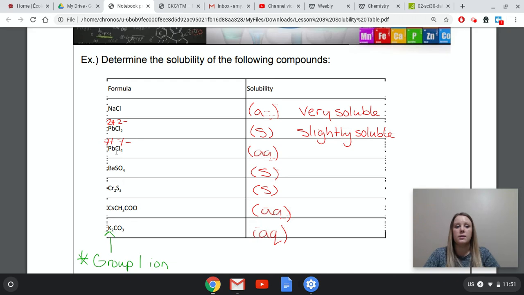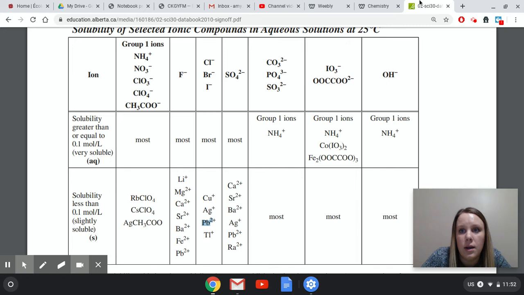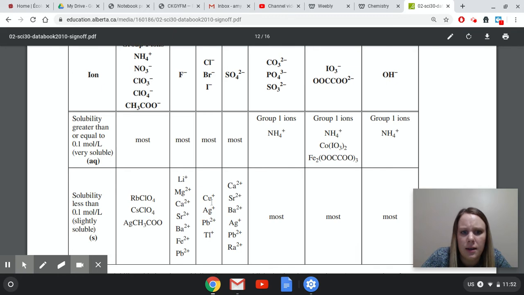Try the next one. Same idea, but this one now has 4 chloride ions, making a -4 charge, which means this one lead ion needs to be +4. So this is now lead 4. If I look at the list again, I've got copper, silver, lead 2. I don't have lead 4.